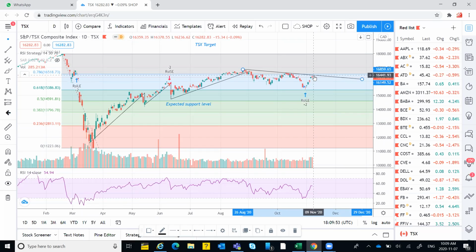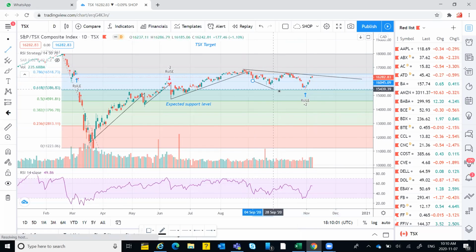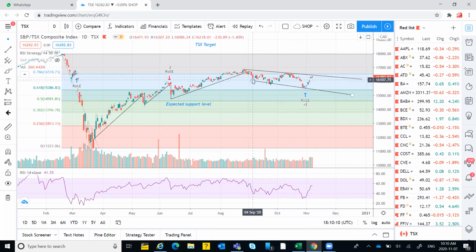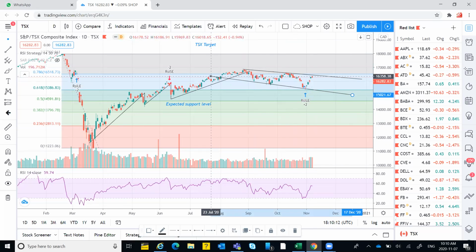The other point which is very important to note here is that the index is forming some sort of pattern. Although we haven't discussed this pattern in our previous educational sessions, I can give you a little background: this pattern is very close to a double bottom pattern. If we look here, there's one bottom here, and then it reaches a top, and then another bottom. So these are the two bottoms.